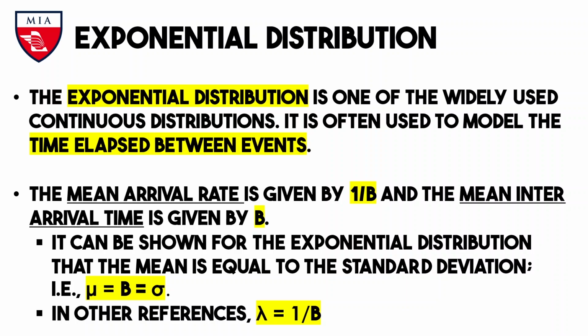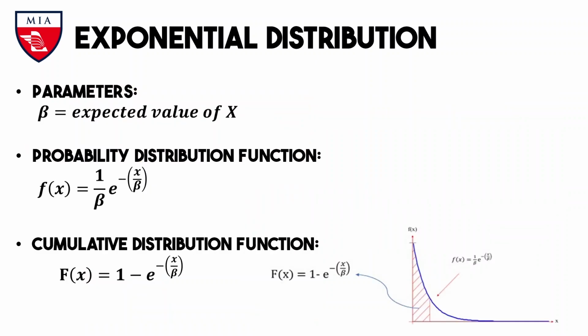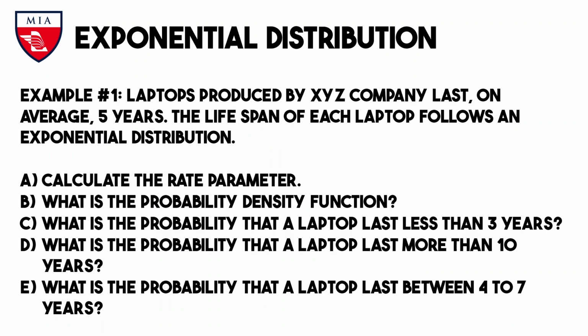Okay, so we can understand it if we have problems. We have the parameters here. The b, or beta, is the expected value of x. So f of x is equal to 1 over beta times e raised to negative x over beta. For the cumulative distribution function, we have F of x equal to 1 minus e raised to negative x over beta. Okay, so we have this example.